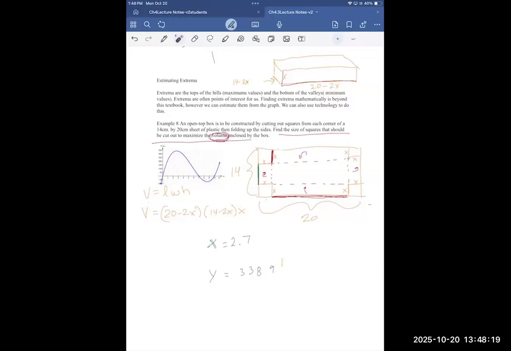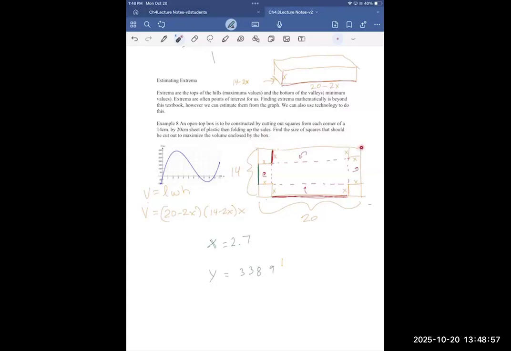So let's go through this word problem because it's a pretty good word problem and it's kind of difficult writing out this equation. So I want to go through it. I have it all here for you that I already wrote out, but let's read it and I'll explain it to you. An open-top box is to be constructed by cutting out squares from each corner of a 14 by 20 centimeter sheet of plastic, then folding up the sides. Find the size of the squares that should be cut out to maximize the volume enclosed by the box.